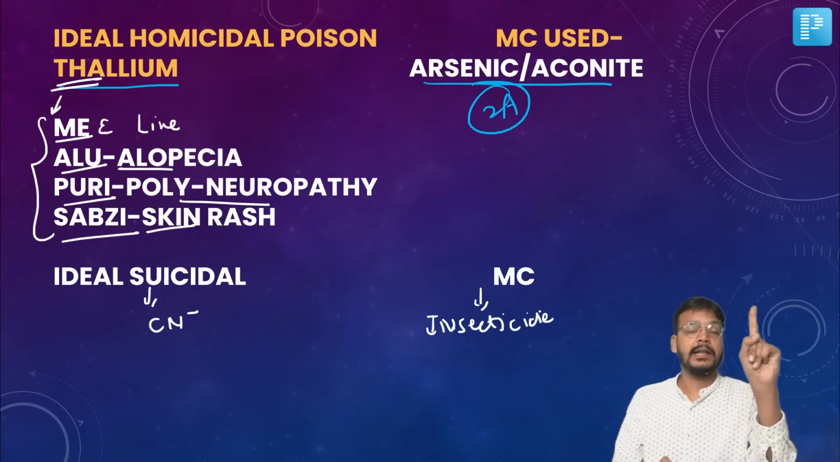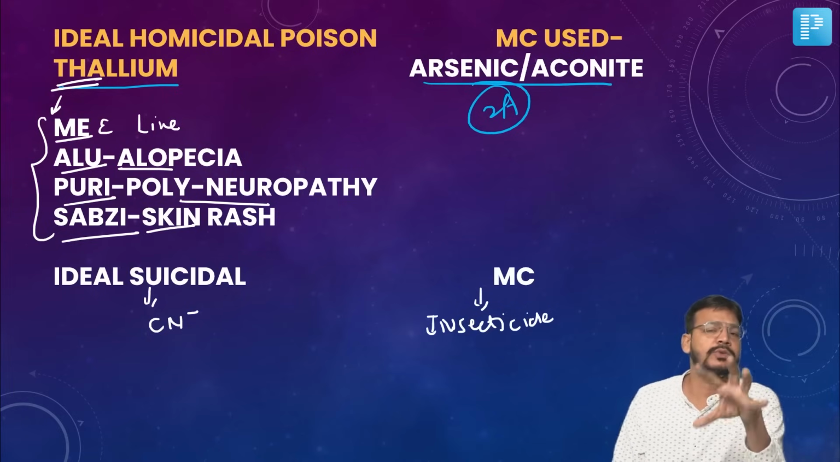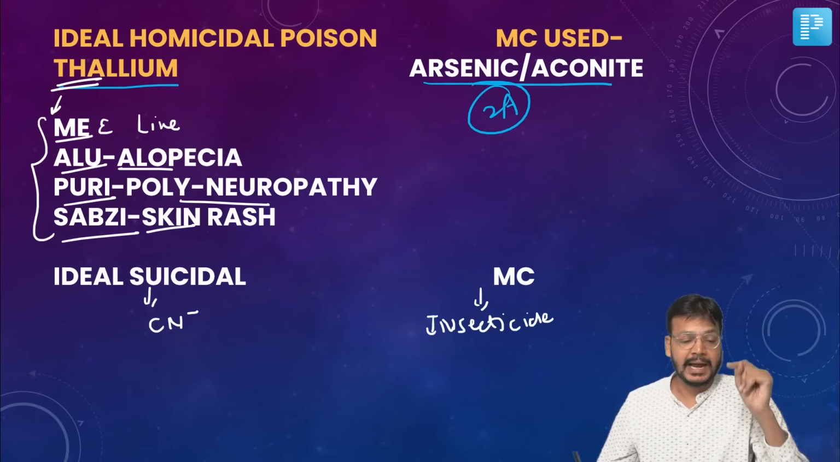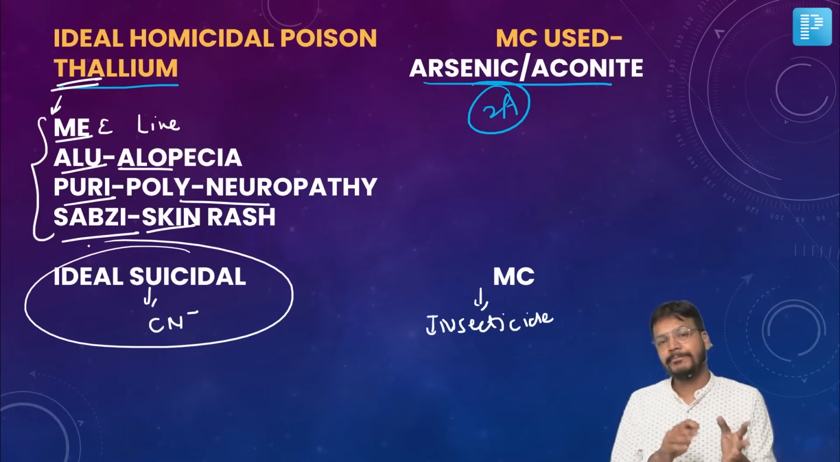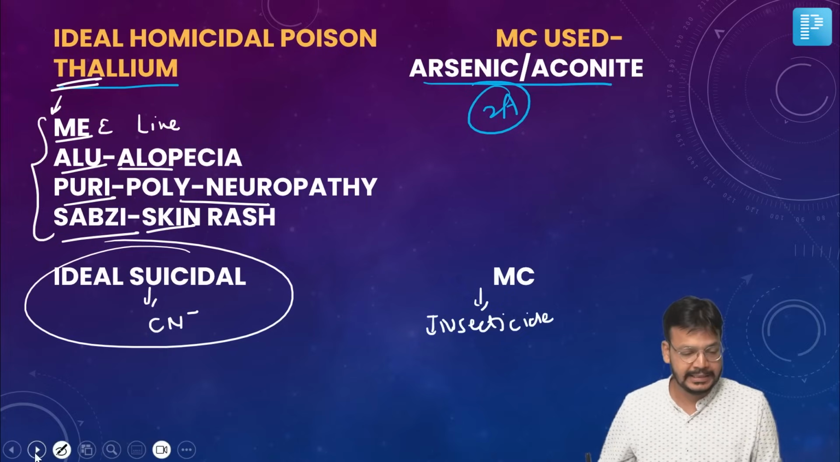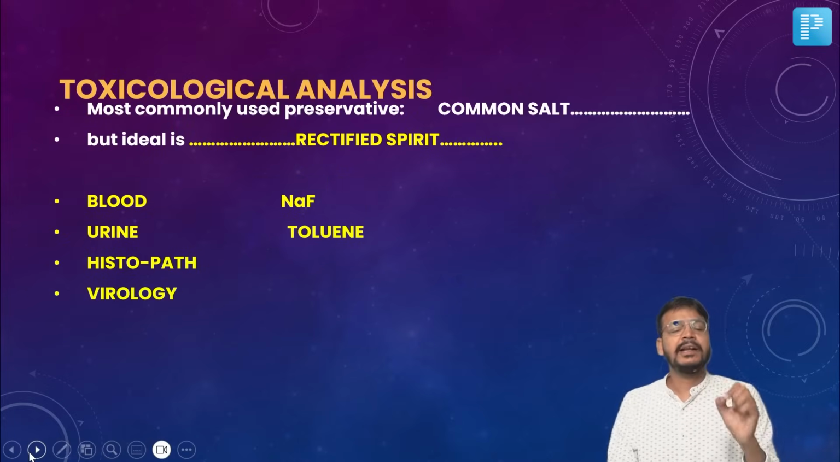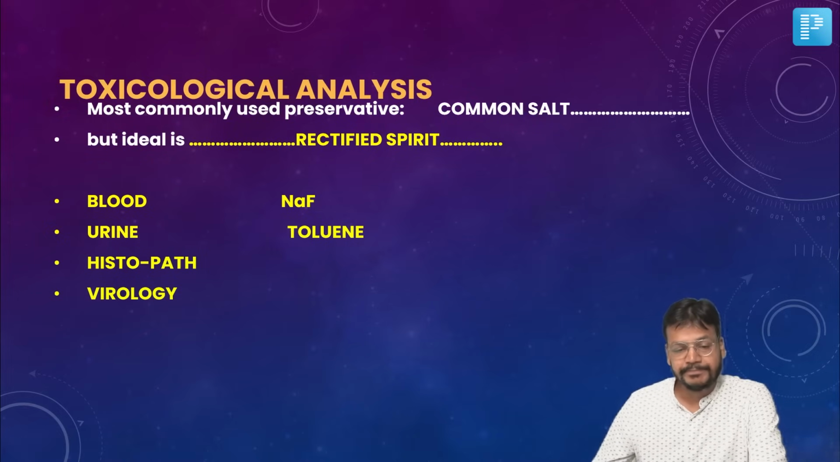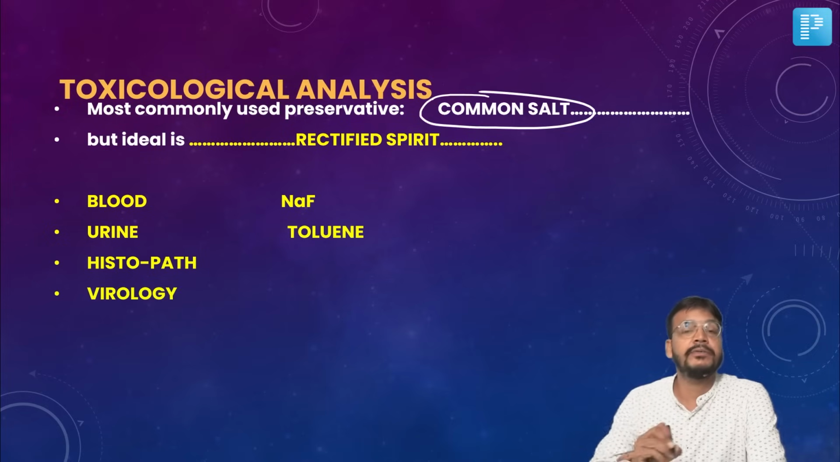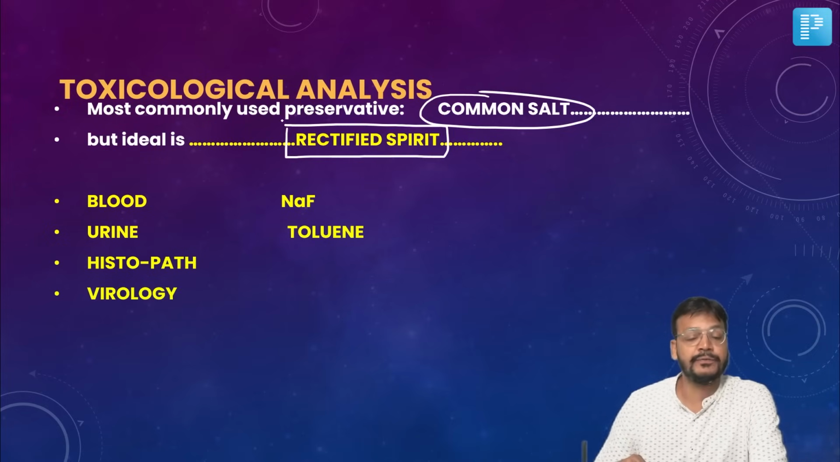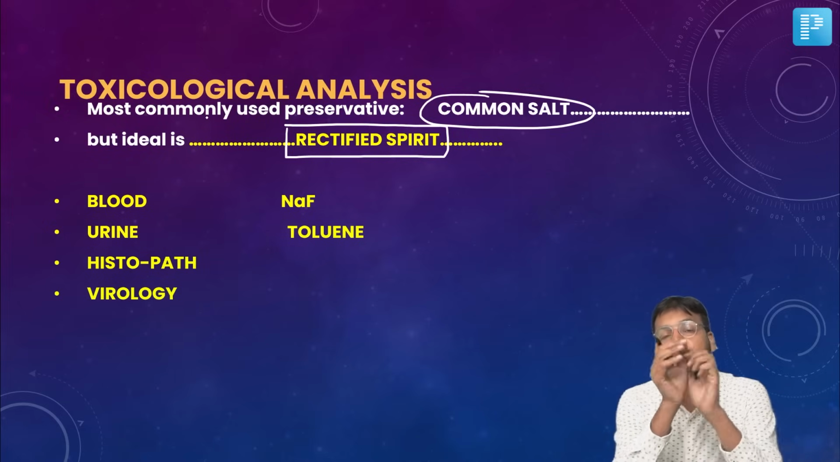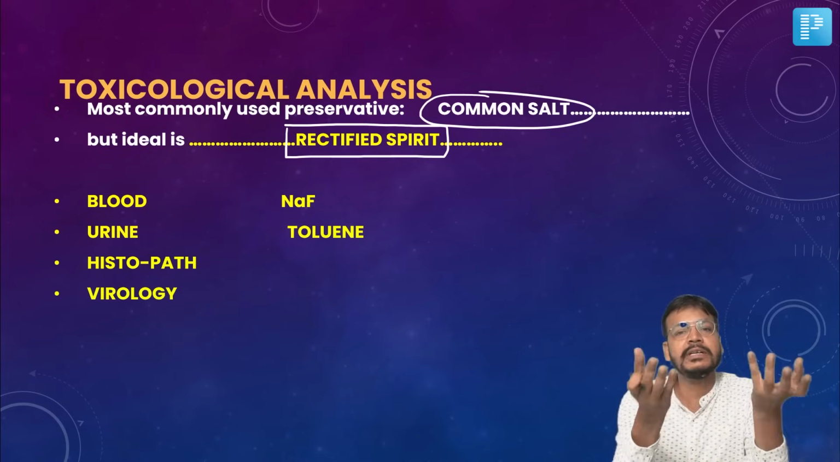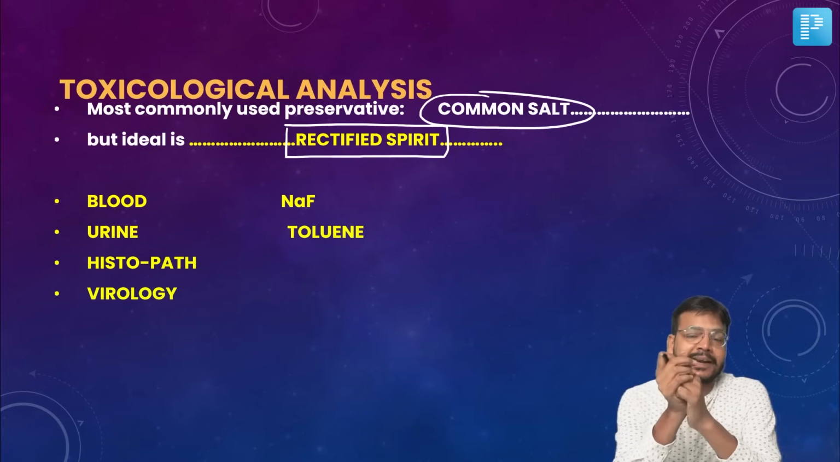Look, ideal homicidal poison is thallium. Most commonly used is 2A, arsenic or aconite. But ideal suicidal poison is cyanide. Most commonly used suicidal poison is insecticide. Sir, in toxicological analysis, the most commonly used preservative is common salt, but the ideal preservative is rectified spirit. Both questions are very important. Most commonly we use common salt because it's cheap, but ideal is rectified spirit.